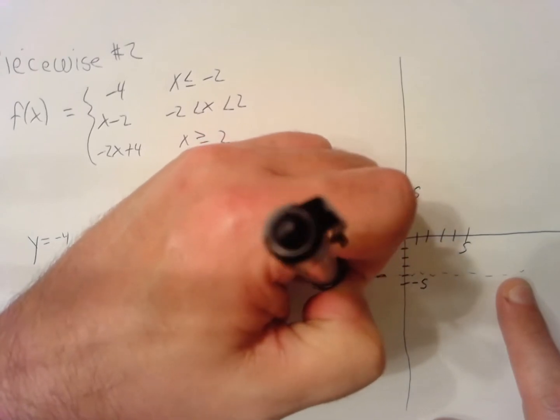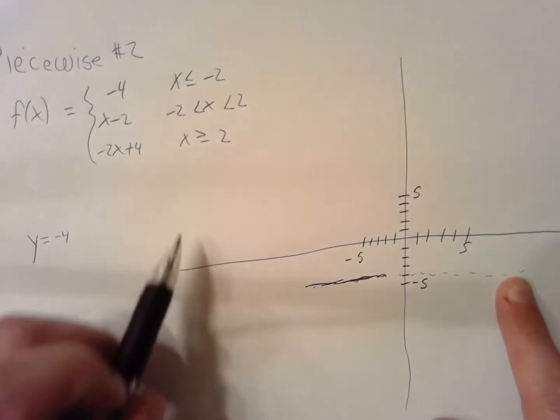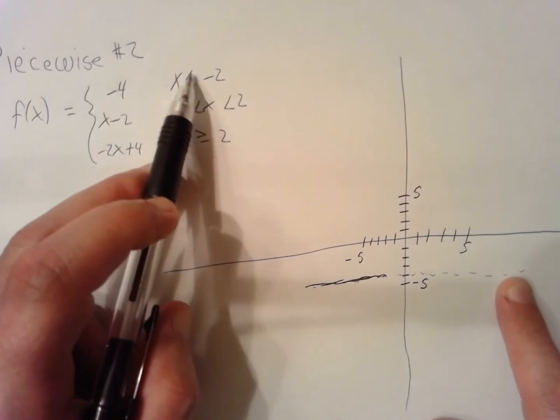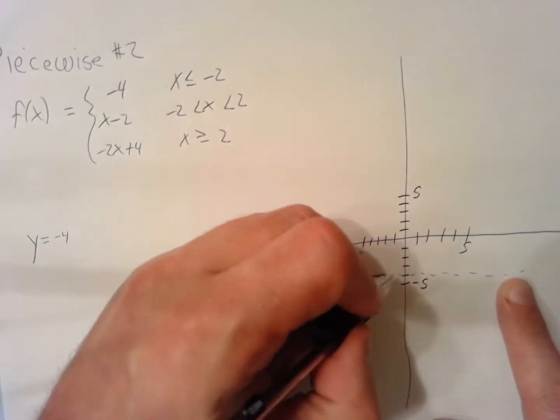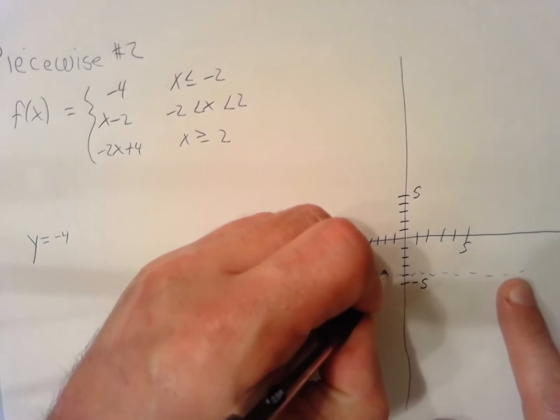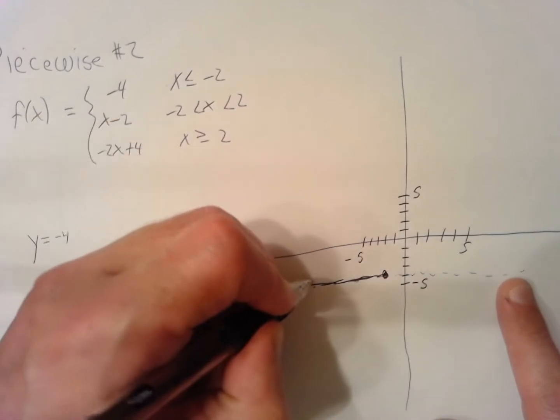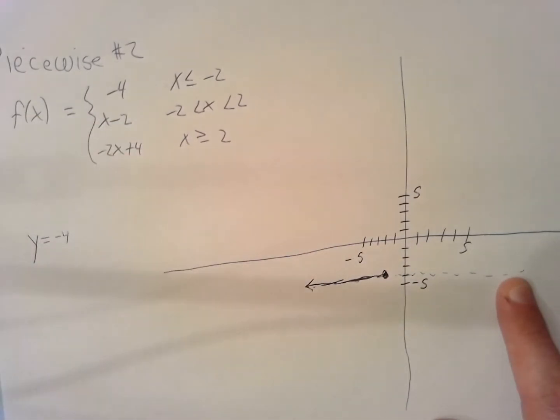I want to keep this chunk of that first function, y equals -4. And because I have the equal to here, I'm going to end it with a solid dot right here at -2. That's x equals -2, y equals -4. Okay, I'm 1/3 of the way done.